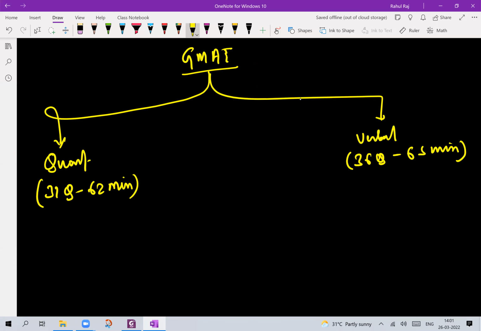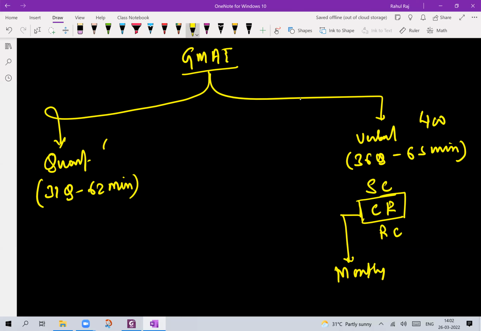In verbal, there are three types of questions that are asked: sentence correction, critical reasoning, and reading comprehension. The best part about verbal is that in CR, GMAT has already defined mostly 10 types of questions that come into your exam. So you technically know everything that's going to come in your exam. And this is 400 score and this is 400 score.